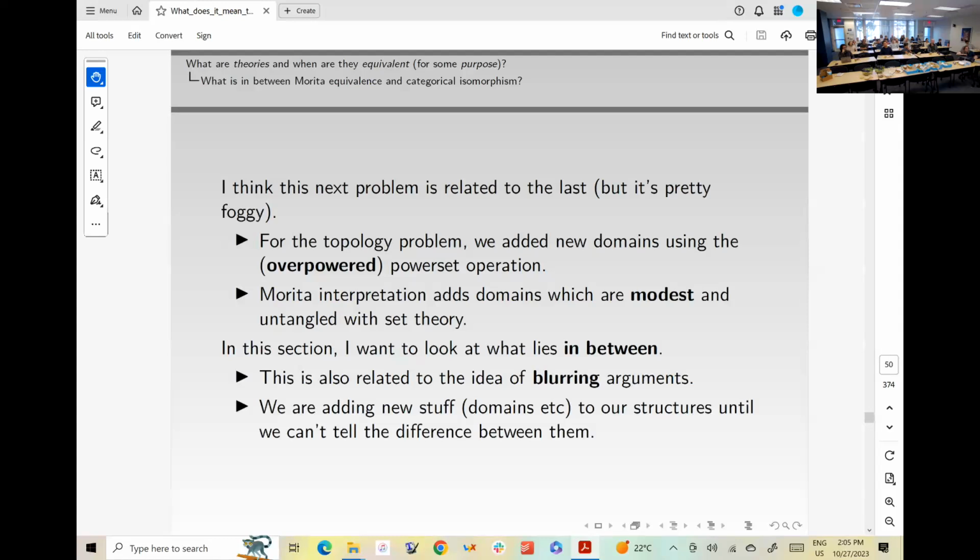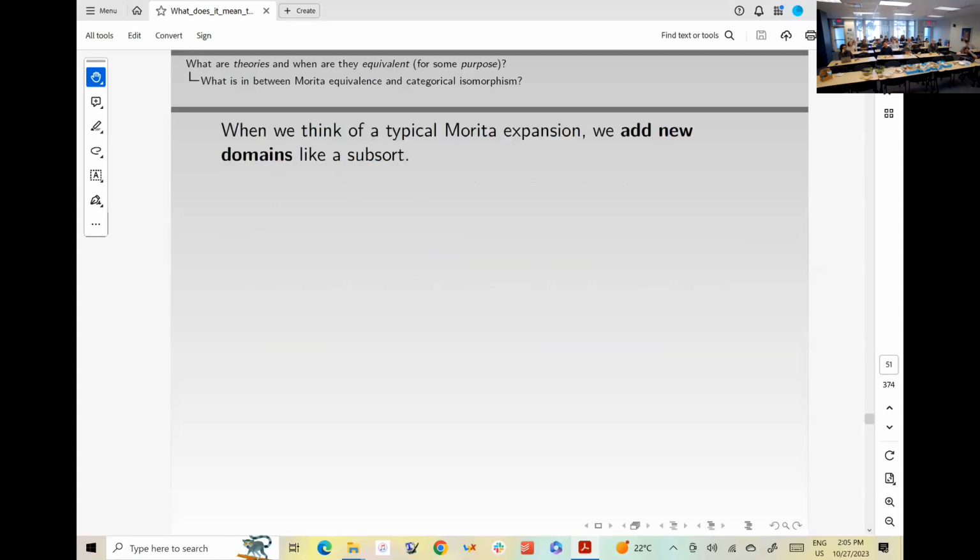So we're going to add new stuff, so new domains, to our structures until we cannot tell the difference between them. That's the goal. All right. So I want to try and motivate this now. I'm going to try and provide what I think is a relatively natural way of thinking about how you might go further than Morita equivalence.